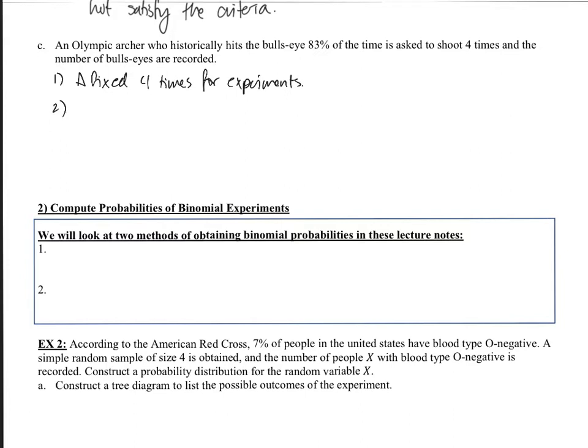Number 2, are the trials independent? Well, let's see. They are, because the probability of shooting the first time is not going to affect the probability of her shooting the second time. So the trials are independent. And 3, let's check. Are there only 2 possible outcomes? Yeah, there are only 2 possible outcomes. Either you get a bullseye or you don't.